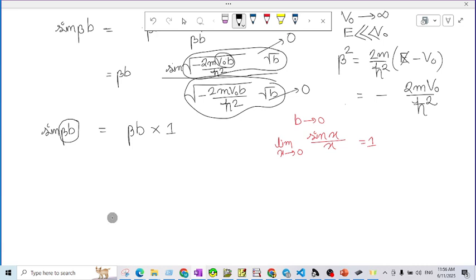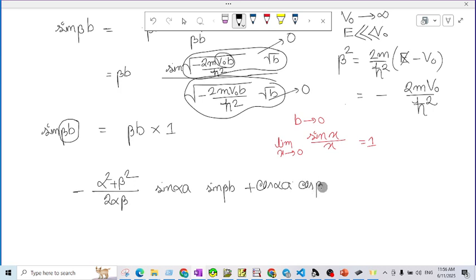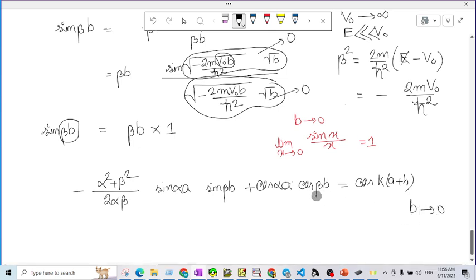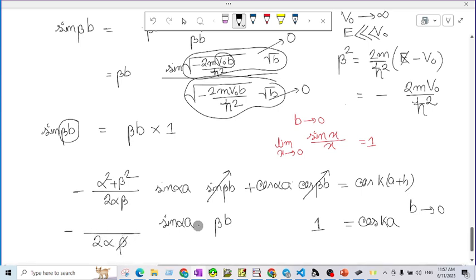So now let's put that in my equation. My equation was alpha square plus beta square, then 2 alpha beta. Then we had sine, if you remember, sine alpha a. Then I had sine beta b, then cos alpha a, cos beta b, then cos k a plus b, right? So as b tends to 0, cos 0 degree means 1, and as b tends to 0, so let's write here cos k a, and we found that sine beta b is equal to beta b, right? So it's equal to beta b, so sine alpha a, and here we have 2 alpha beta, so beta cancels out.